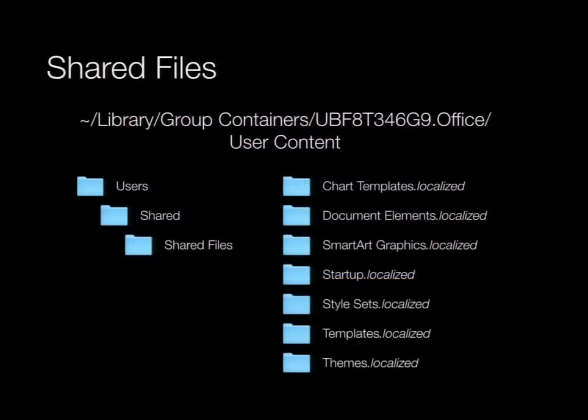To create this location, navigate to the Office Group Container folder that's inside a user folder and locate this user content folder. You copy that user content folder to a common location, such as users shared, and then rename it to something, anything like shared files. Then give everyone read-write access to it, or maybe just give read permissions to everybody except for the manager of the department who has the ability to change something in that folder. Note that the subfolders have a hidden .localized file extension. You want to preserve that. So that's why I'm saying you want to copy this folder.